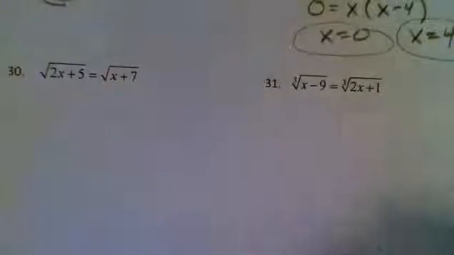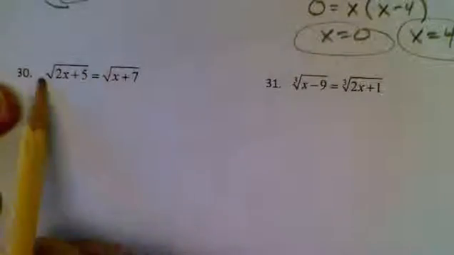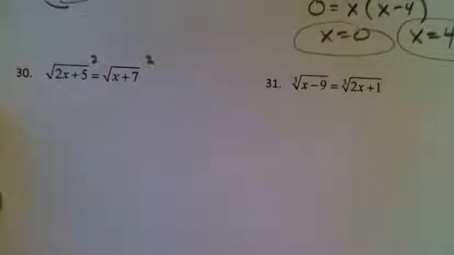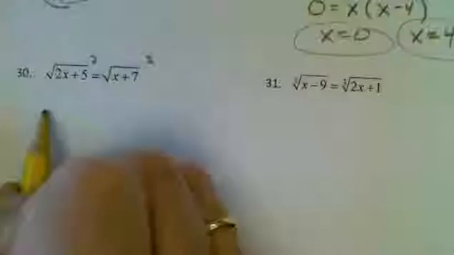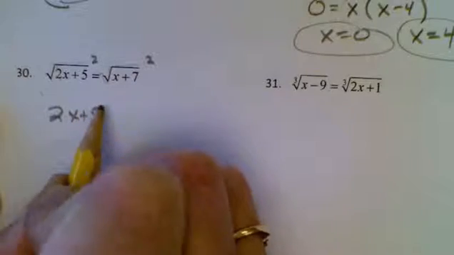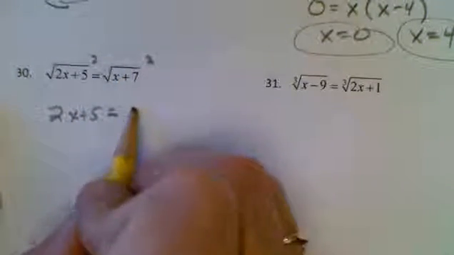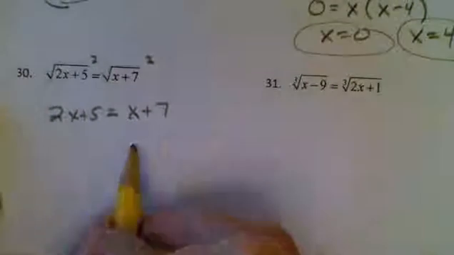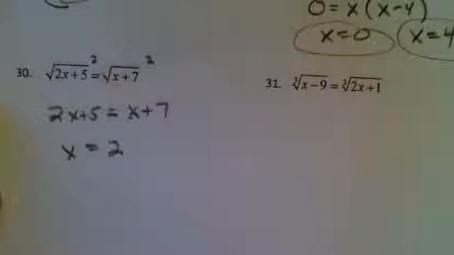All right, in numbers 30 and 31, same kind of problems, but now you'll see you have square roots on both sides. So you've already got our square root by itself. So all I need to do is square both sides. So when I do that on both sides, because they're both all under the square root sign, I'm just going to get 2x plus 5 on the left. But on the right, because this is the square root and I've squared it, I'm just going to be left with x plus 7. So now just solve that equation. Subtract x, subtract 5. I get x is 2.